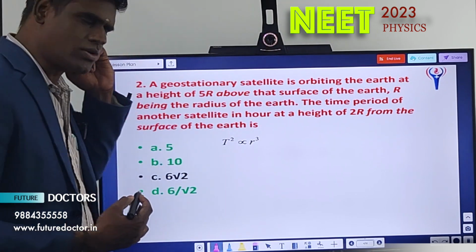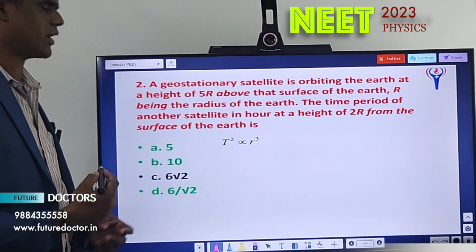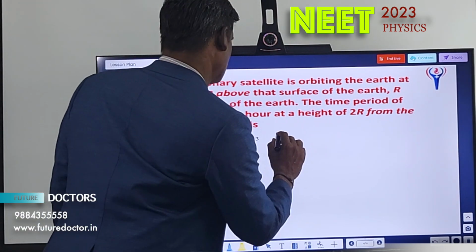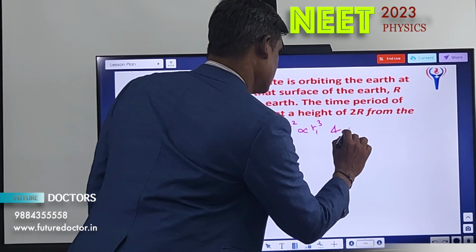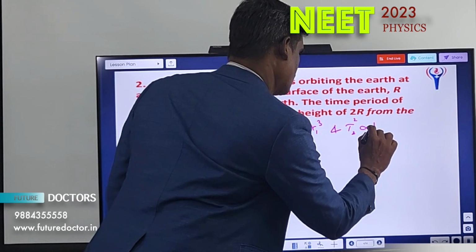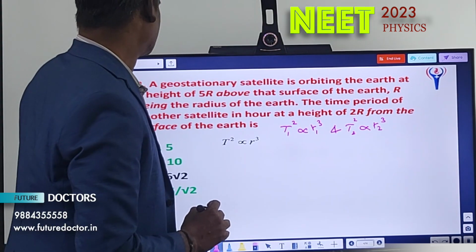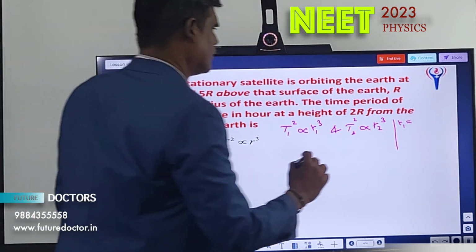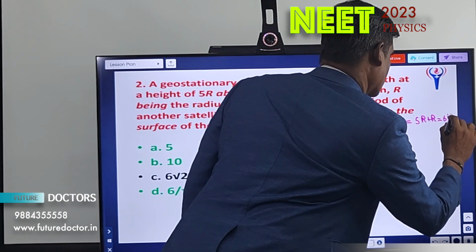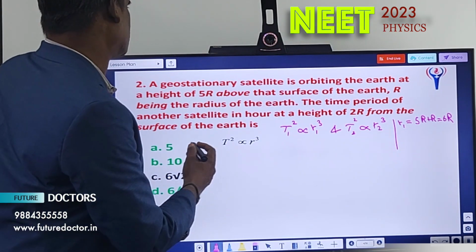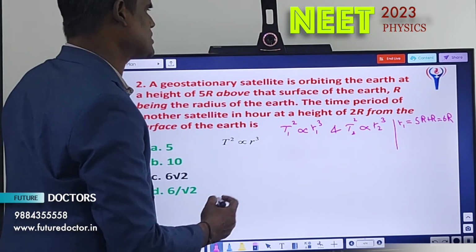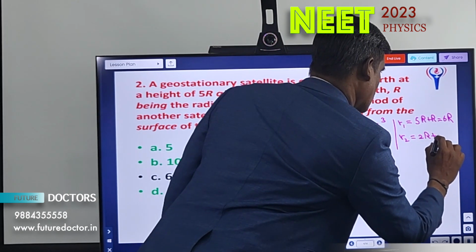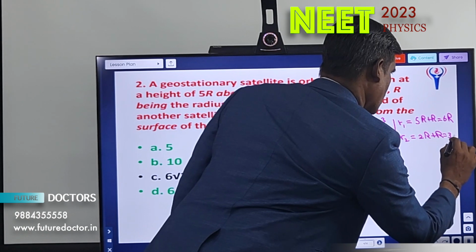Here also we are applying the third law of planetary motion, T squared is proportional to R cubed. T1 squared is proportional to R1 cubed and T2 squared is proportional to R2 cubed. Then R1 equals 5R plus R, equal to 6R. Similarly, for the other satellite at 2R, R2 equals 2R plus R, that is equal to 3R.